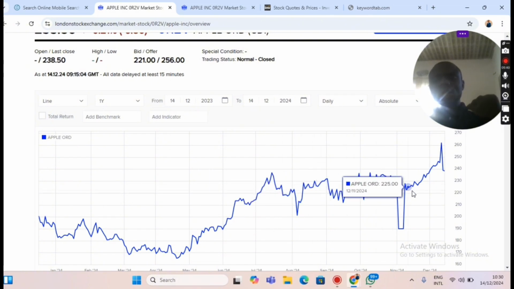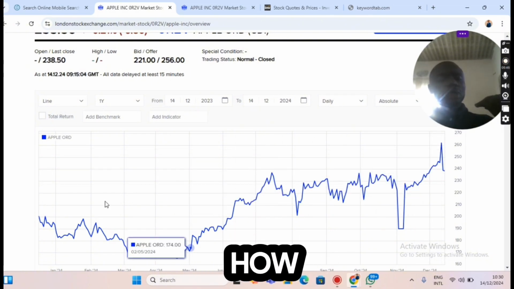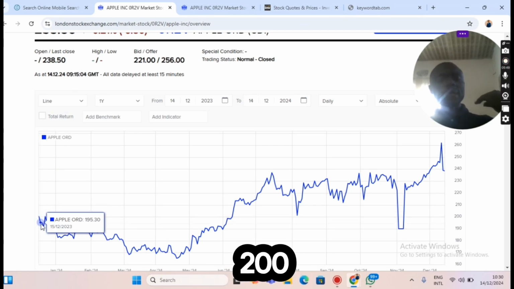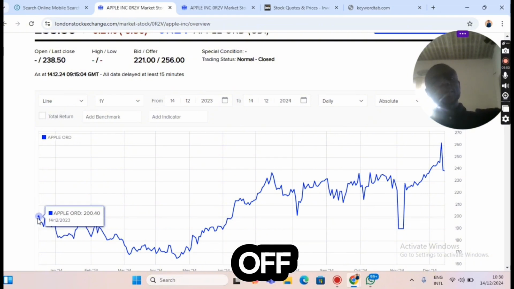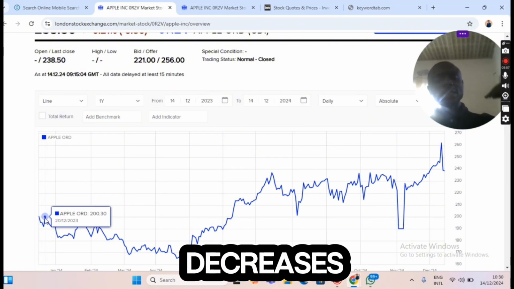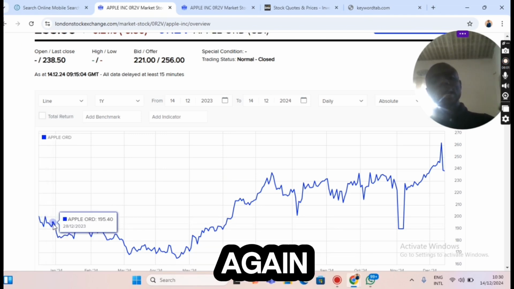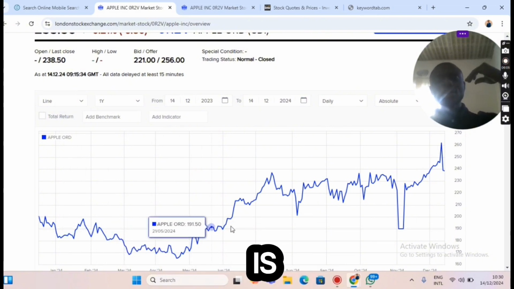So this chart is showing the market price. You can see from this place it was 200, and then it decreased, right? When it goes up, it increases. When the chart comes down, it decreases. You can see that it increases again and decreases again, and further increases and decreases. You can see how the chart is looking.